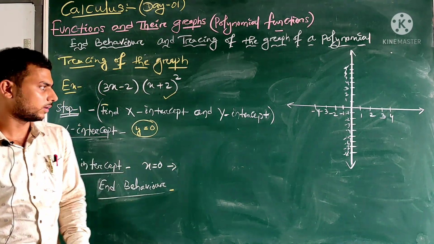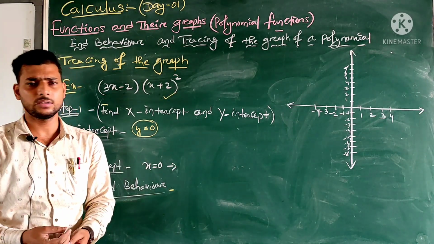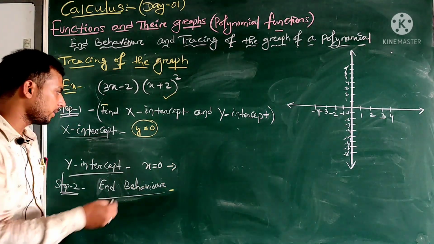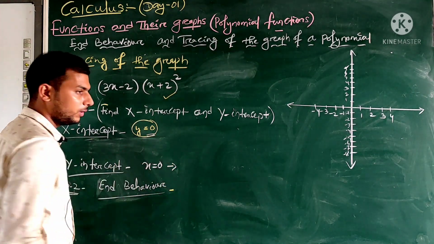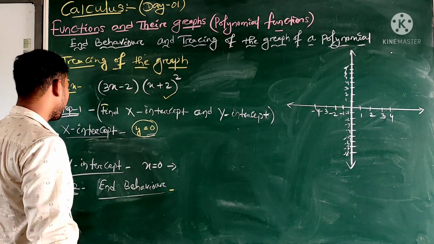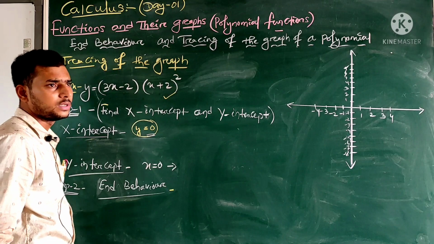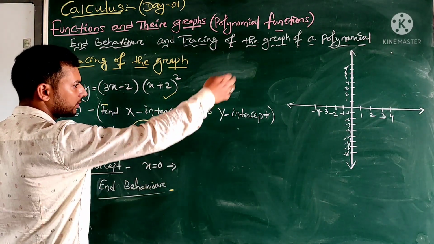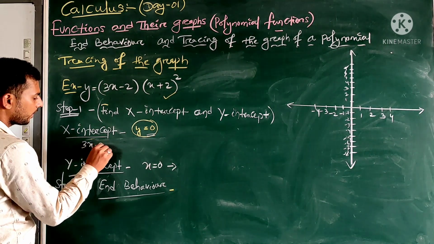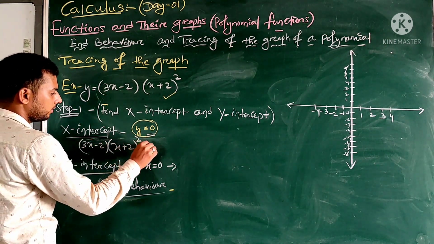I hope it is clear to all. By finding the x-intercept and y-intercept, I think all have gone through these concepts. How to find the x-intercept? By putting y equal to 0. If we put y equal to 0 in the polynomial itself, we are going to find the x-intercept. So this is y itself, if we are comparing with the coordinate plane, y-axis and x-axis. We can say here that (3x minus 2) into (x plus 2) whole square is equal to 0.